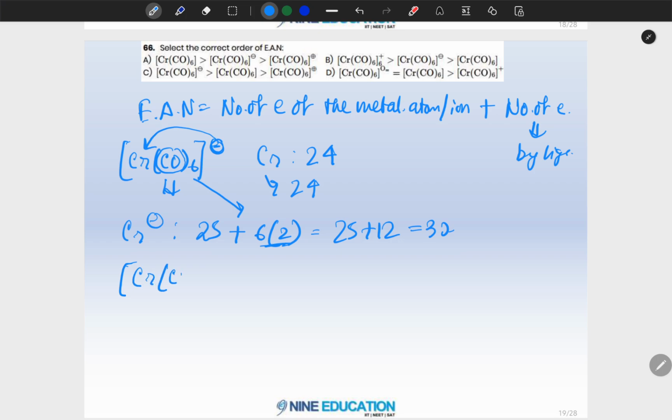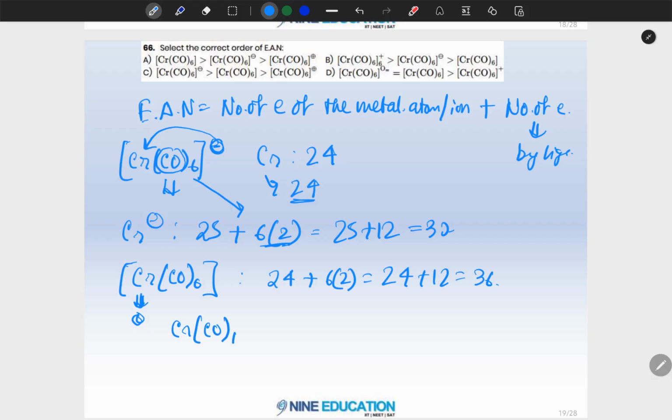Let's calculate the value of EAN for the second complex, [Cr(CO)6]. In this case, what is the charge on chromium? The charge is 0. So chromium is present in 0 oxidation state. The atomic number of chromium is 24, and the atomic number indicates the number of protons. Since chromium is in 0 oxidation state, it is neutral here, so the number of protons must equal the number of electrons. So a total of 24 electrons are present in chromium in this complex, and 2 electrons will be contributed by each of the 6 ligands, so 6 into 2. So we get 24 plus 12, and the value is 36.